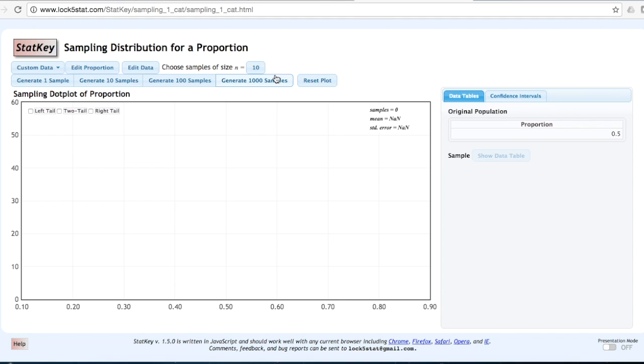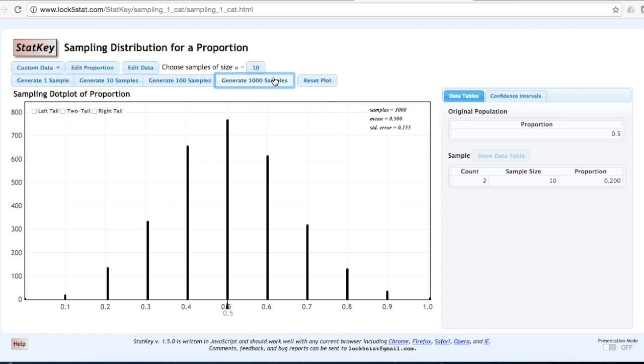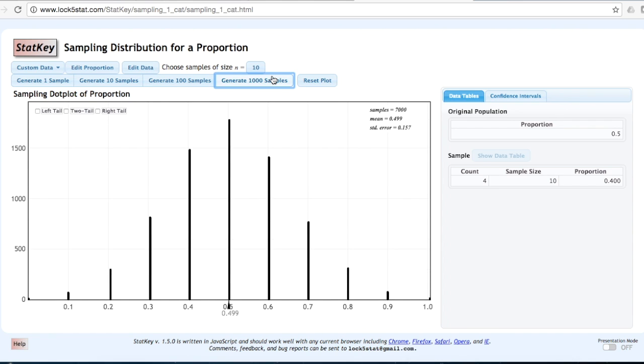Let's generate a few thousand samples to see what the distribution of sample proportions looks like. Here I've generated 8,000 samples of n equals 10. The mean sample proportion is 0.500, which is equal to our original population proportion of 0.5. The standard error, or the standard deviation of this distribution, is 0.157.